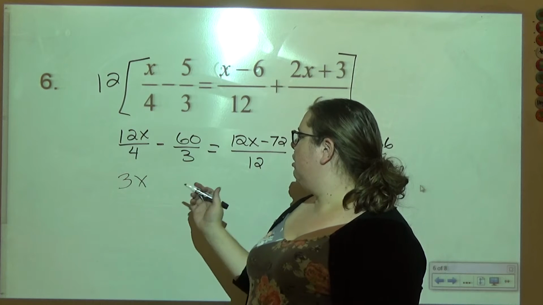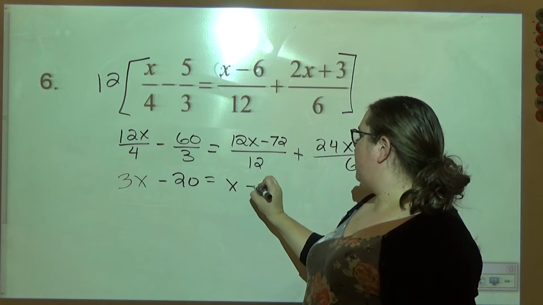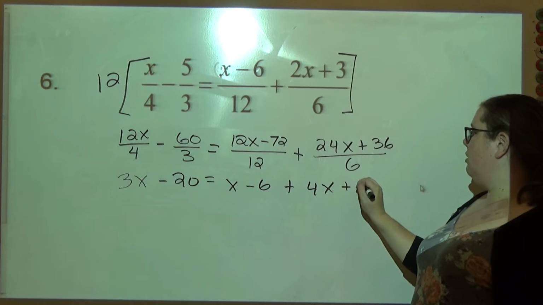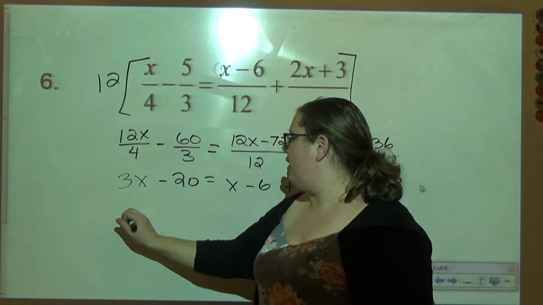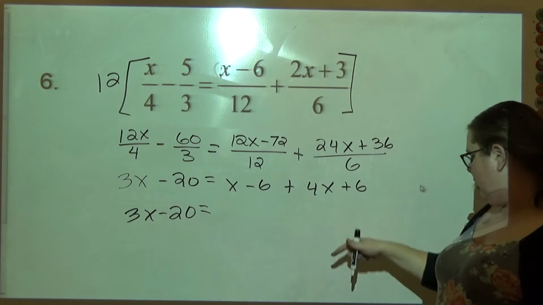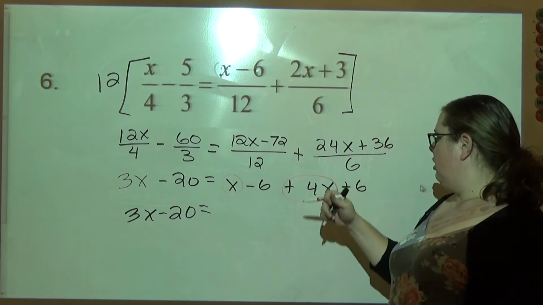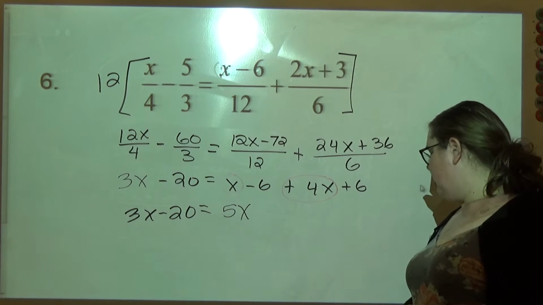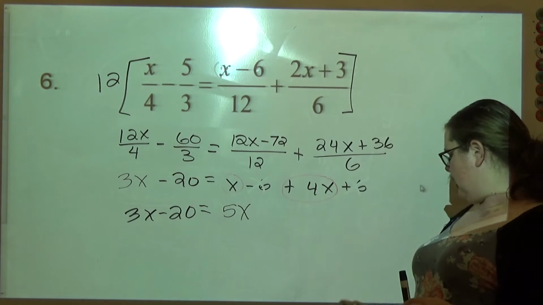3x minus 20 equals x minus 6 plus 4x plus 6. Combine like terms. That 3x minus 20 is just chilling. See, we have x and 4x. x and 4x gives me 5x. And notice we have minus 6 plus 6. Minus 6 plus 6 cancels that out. This marker is not working.